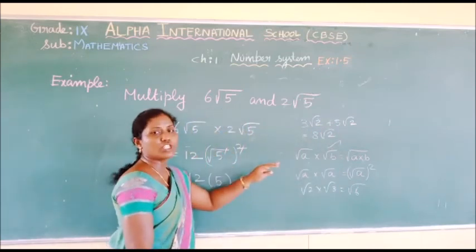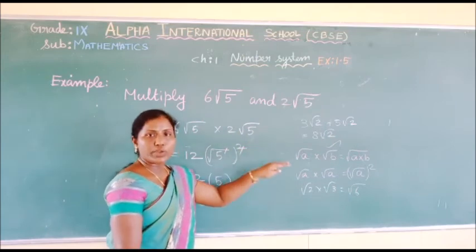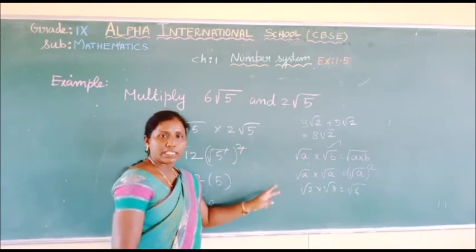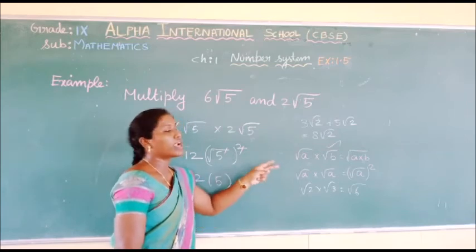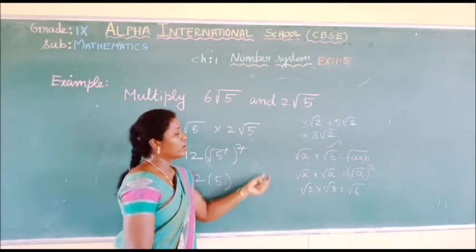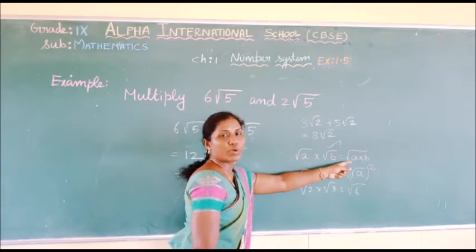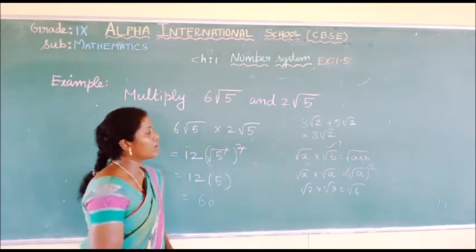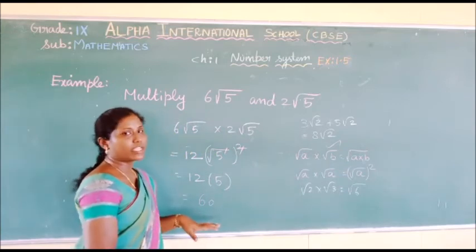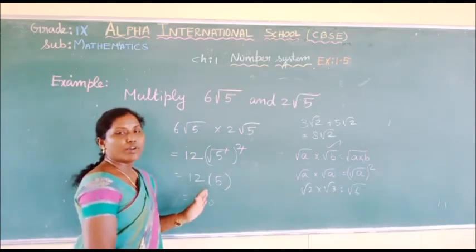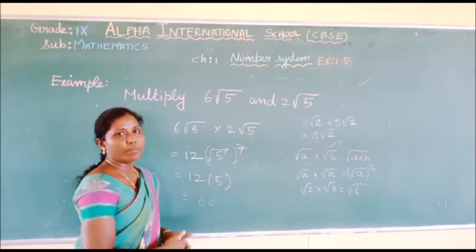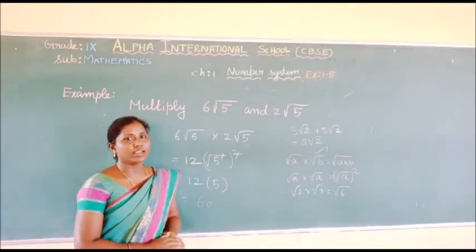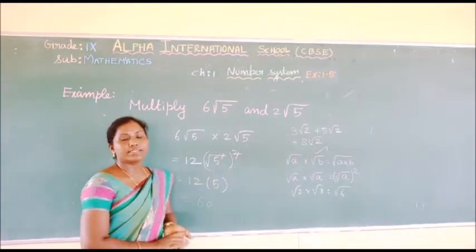For addition or subtraction, you have to add or subtract only the coefficients of the like terms. But in multiplication, all the values are multiplied: the coefficient, and also the value inside the root. Root a into root b can be written as square root of a into b. Same number means I have to put square. So use this method for multiplication. Take this example for the other problems to multiply. With this we have completed our exercise 1.5, children.